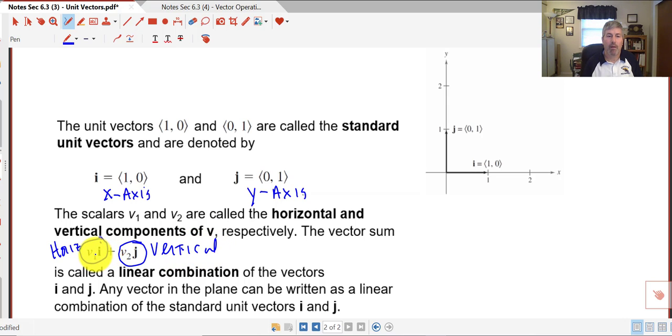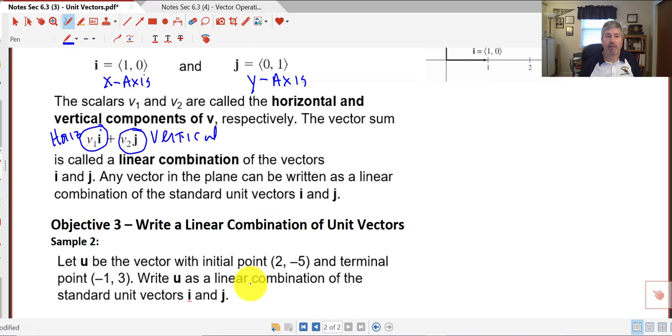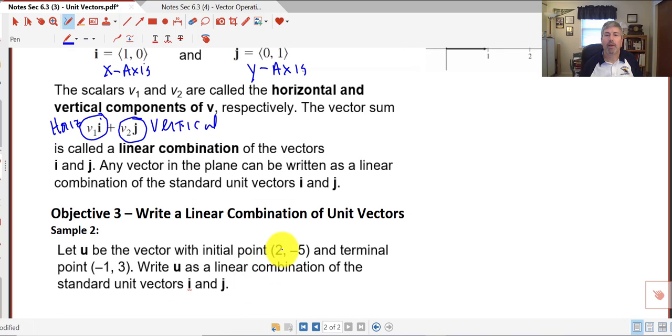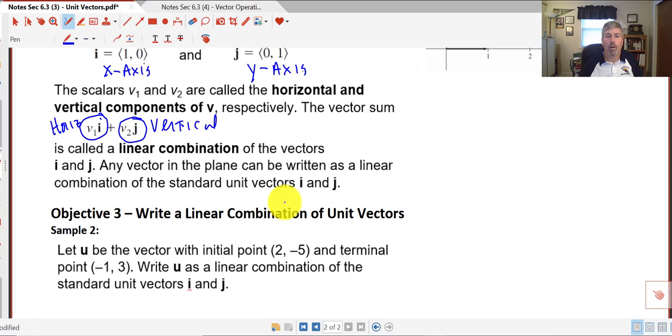So the vector sum v1 i plus v2 j, or our horizontal plus our vertical, is the linear combination of vectors i and j. Any vector in the plane can be written as a linear combination of the standard unit vectors i and j. Take a look at that again. Any vector in the plane can be written as a linear combination, so some new vocabulary here, of the standard unit vectors i and j. What do I mean by that?